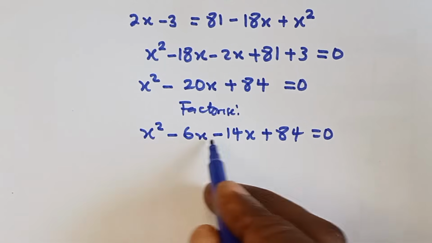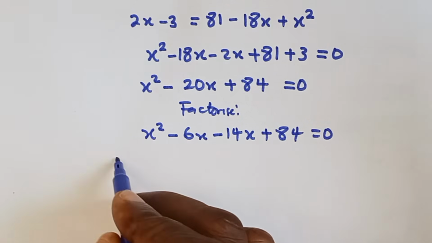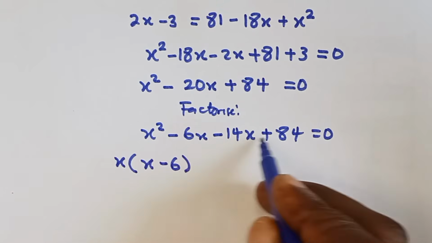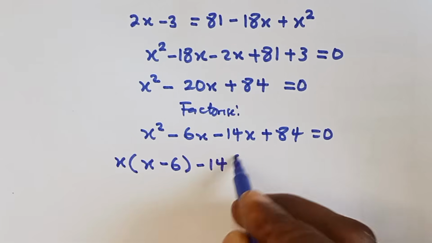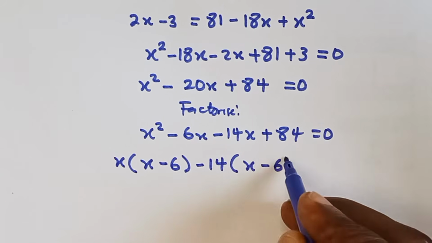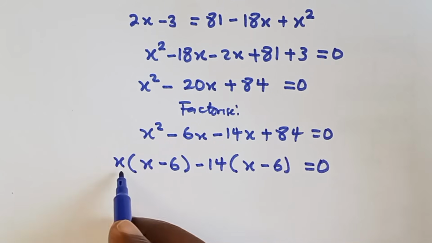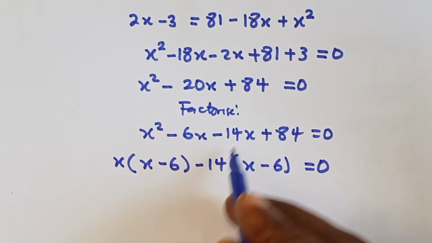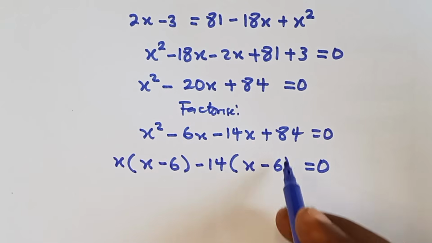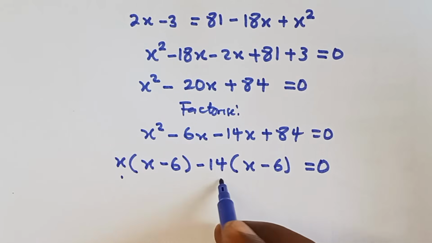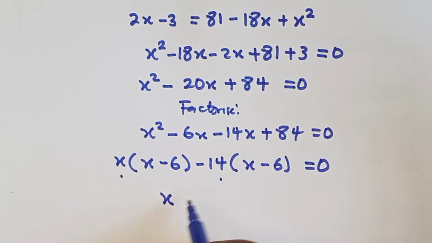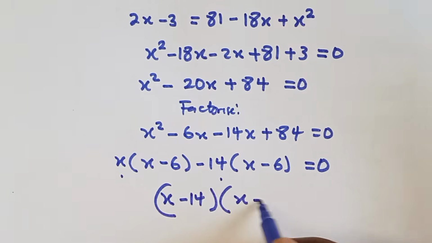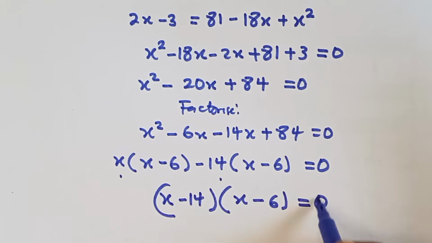Right, so then what is common? The first pair, x is common, we write it. So we have x minus 6. What is common here? Minus 14 is common. Then we have x minus 6, everything equals 0. Minus 14 times x gives this, minus 14 times minus 6 gives plus 84. Then we pick this and this, and join them together. So we have x minus 14, and we pick one of the two brackets, x minus 6, everything equals 0.